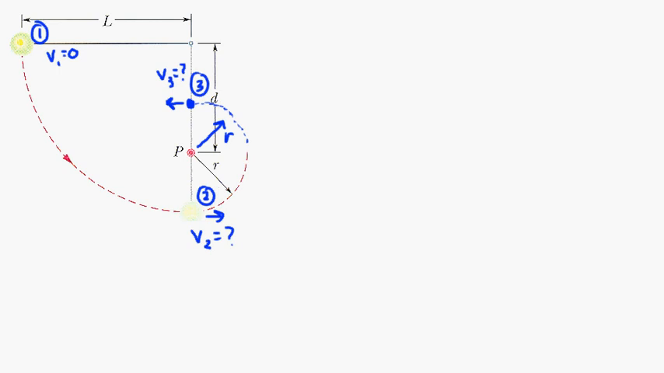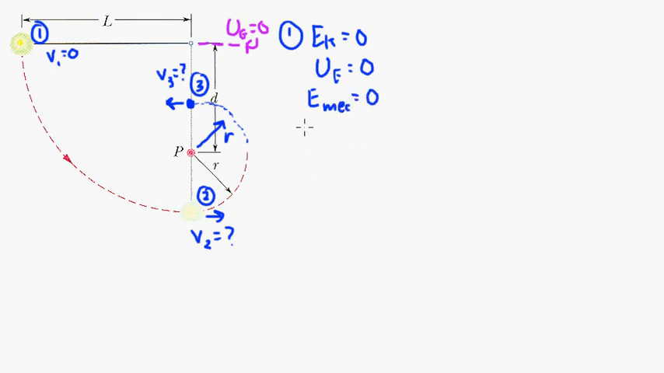Okay, so let's do state 1: kinetic energy equals 0. I need to find some reference point for my potential energy. So I'm going to say my potential energy due to gravity equals 0 at this point, which means mechanical energy also equals 0. Well, that's convenient.